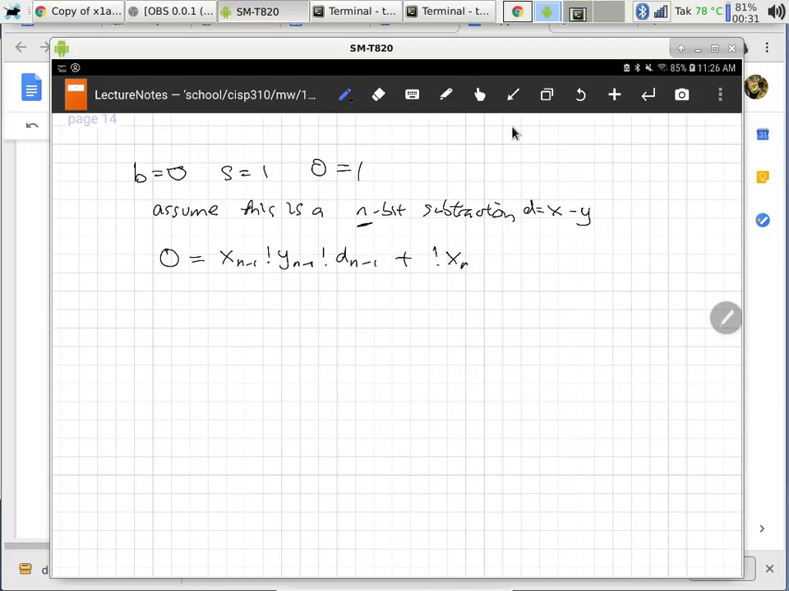Not x n minus 1, y n minus 1, d n minus 1. Do you guys briefly remember this thing? Okay, this is from the notes. Okay, this is from the modules. Okay, so O is defined. What about the sign bit?